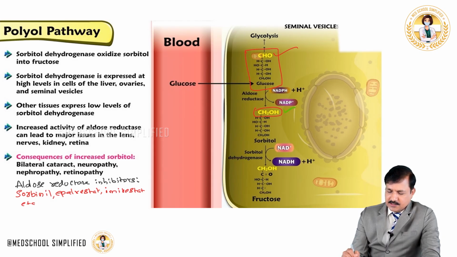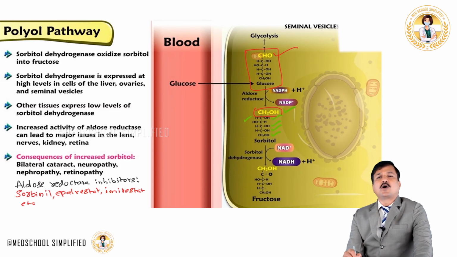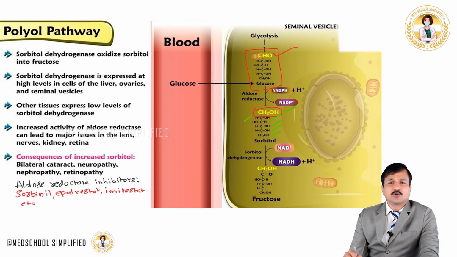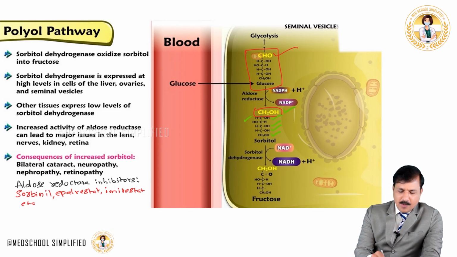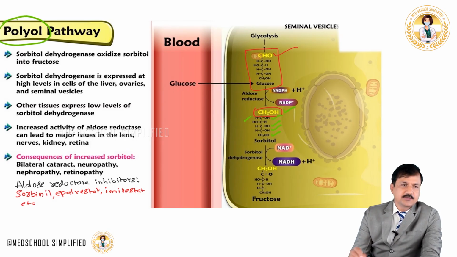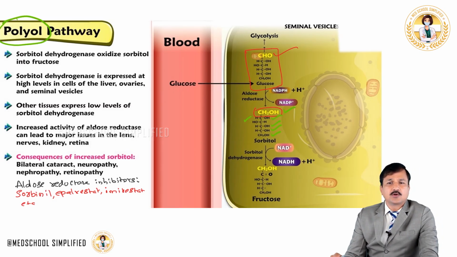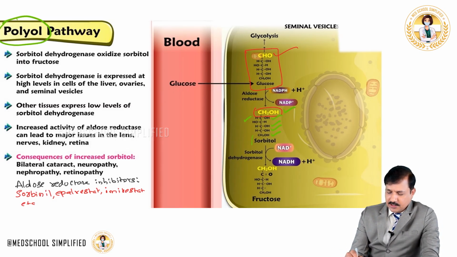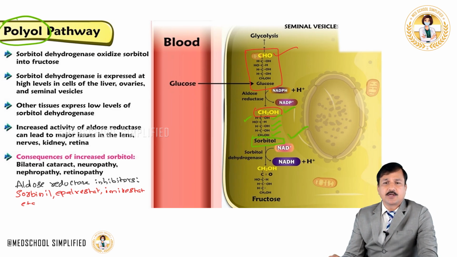First carbon has an alcohol group, second carbon has an alcohol group, third carbon has an alcohol group, fourth carbon alcohol, fifth carbon alcohol, sixth carbon alcohol. So all the carbons have an alcohol group. That is why the name of this pathway is polyol. Poly means what? Many alcohol groups, right? So that is why it is called the polyol pathway, and the polyol is sorbitol.